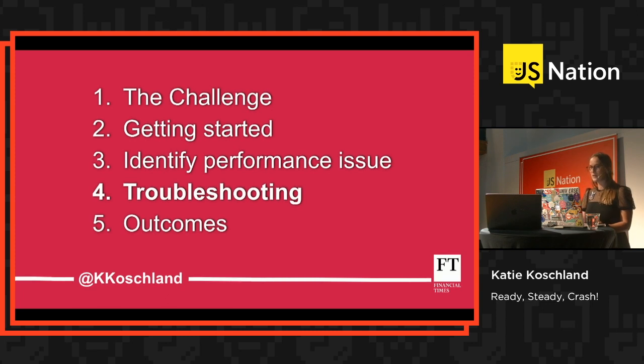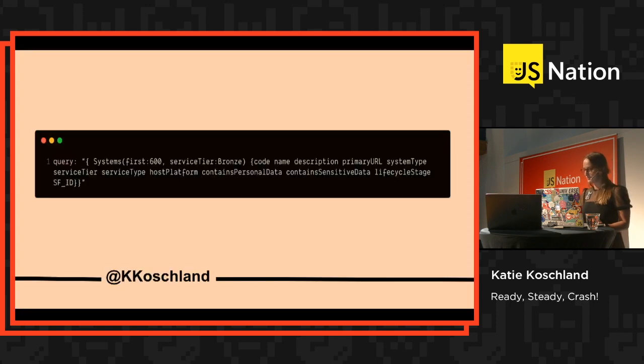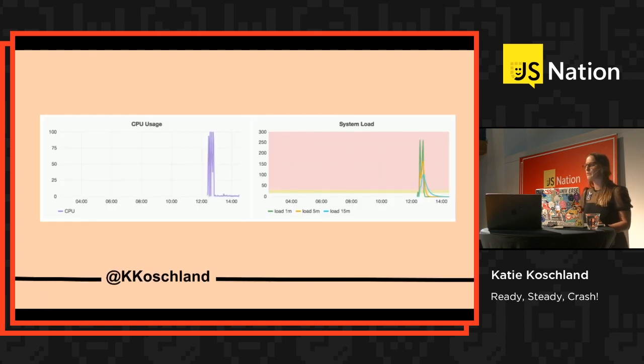Right, so now we've got this performance issue. How do we find the culprit? We ran several tests singling out each query and sending the metrics to Graphite and Grafana. After a couple of attempts, we found the culprit. It was this GraphQL query which was trying to retrieve the first 600 systems that had a bronze service tier. In fact, we were reaching 100% CPU when running this query, and it was at a very low rate of 10 requests per second. CPU is the central processing unit in the computer that does all the computational work.